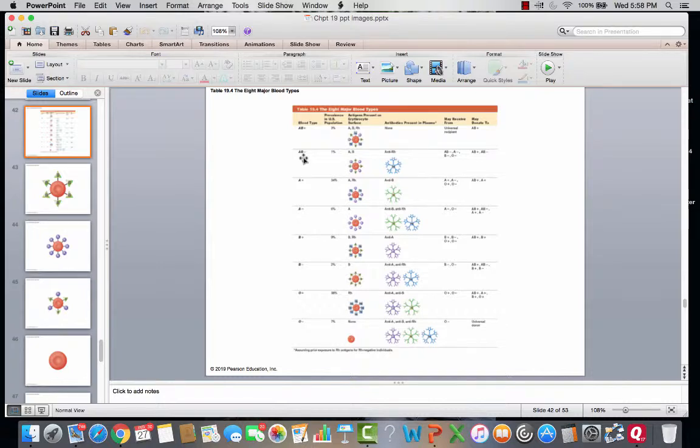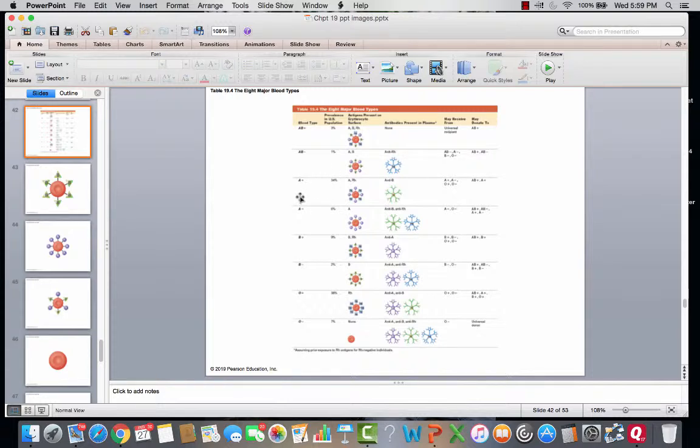A, B, and the Rh. Remember, the Rh is either, if I have it, it's positive. In this case with AB negative. If I don't have it, it's negative. So if I have only A and B antigens and no Rh antigens, I am AB negative.